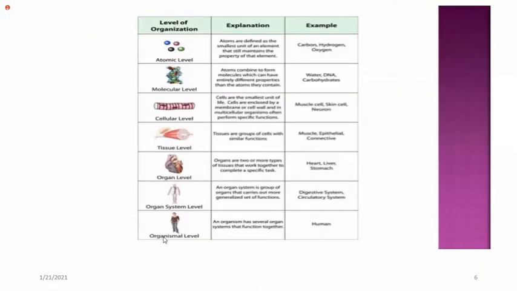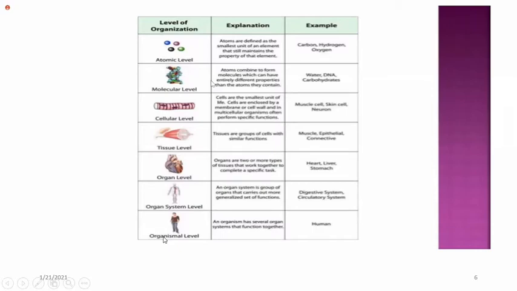So, this level of organization: these atoms are defined as the smallest units of an element that still maintain the property of that element. So they are the miniatures of the elements. They will have all the properties of that element. So basically they are carbon, hydrogen, oxygen.